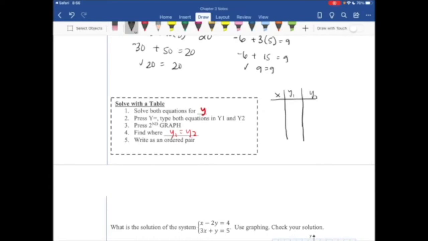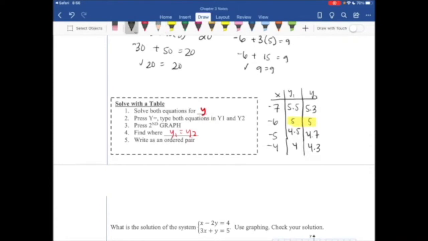Your table will have shown up with the x values negative 7, negative 6, negative 5, negative 4, just to name a few points. And we have the corresponding y values of 5.5, 5, 4.5, and 4 for y1, and 5.3, 5, 4.7, and 4.3 for y2. We know the solution is where the y1 values equal the y2 values.